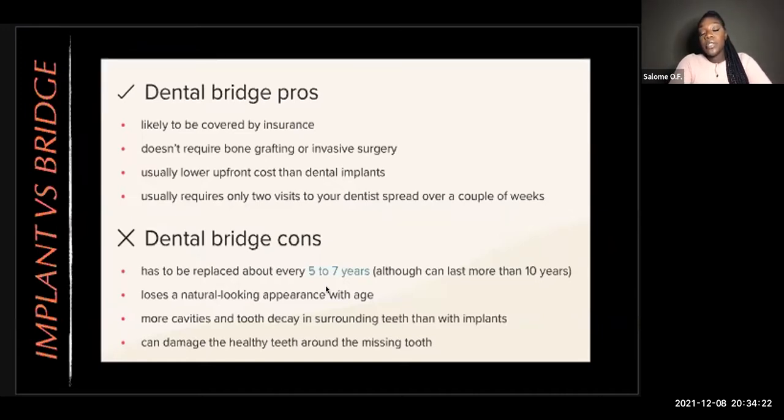So that's one of the things that's negative about bridges, because once you disturb those teeth, you put them in a position where in the future they're bound to have a problem. Like it has written here, it has to be replaced every 5 to 7 years, because sometimes next thing you know, you have a cavity in that area, so you have to replace it. And like I said, it can damage healthy teeth around the missing tooth.